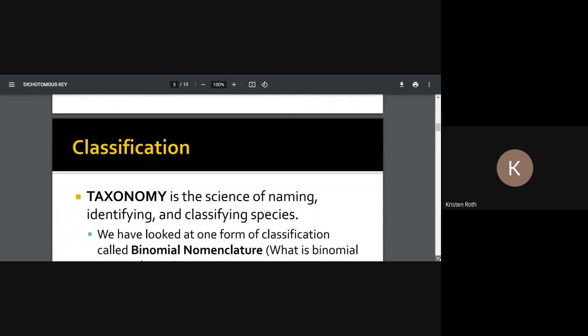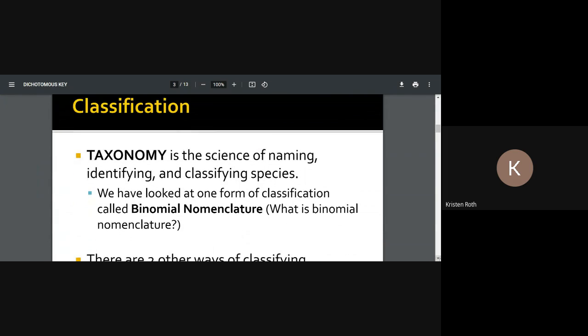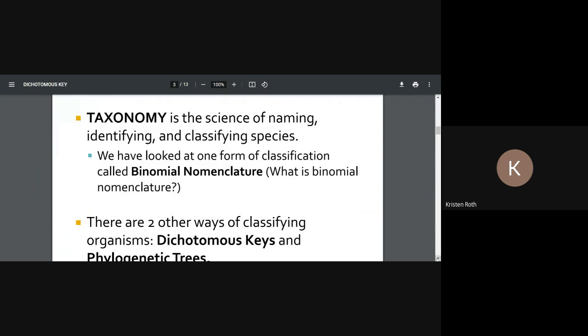So taxonomy is the science of naming. We talked about that yesterday, identifying and classifying species, right? So we've looked at one form of classification, which was called binomial nomenclature because you would get the two different names, right? And binomial nomenclature is a system of classifying living things. We classified living things using the 7 different levels of classification, right? So your kingdom, phylum, class, order, family, genus, and then species.